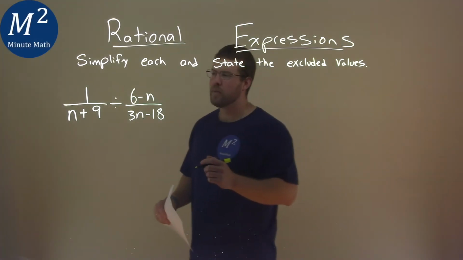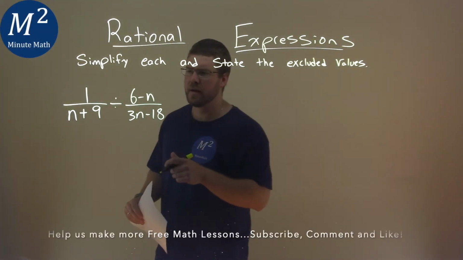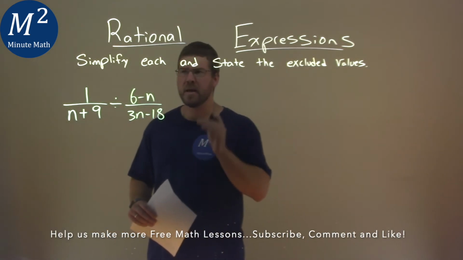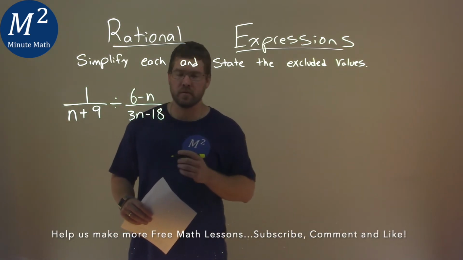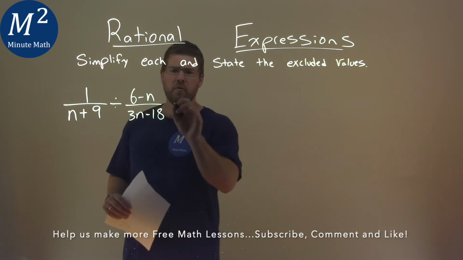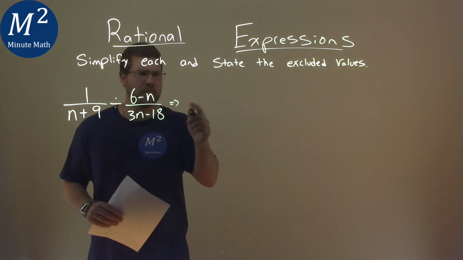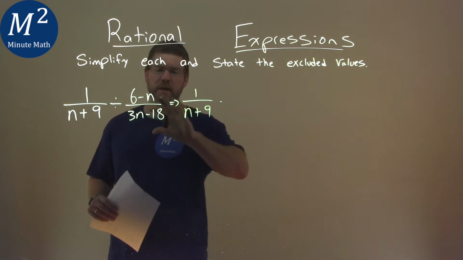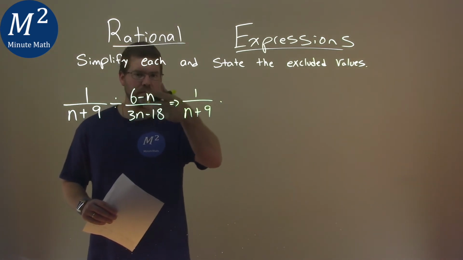We're given this problem right here, 1 over n plus 9 divided by 6 minus n over 3n minus 18, and we need to simplify this and state the excluded values. Well, first, I don't like to have division. Let's write this as multiplication. So we have 1 over n plus 9, and with multiplication, we need to flip this fraction.